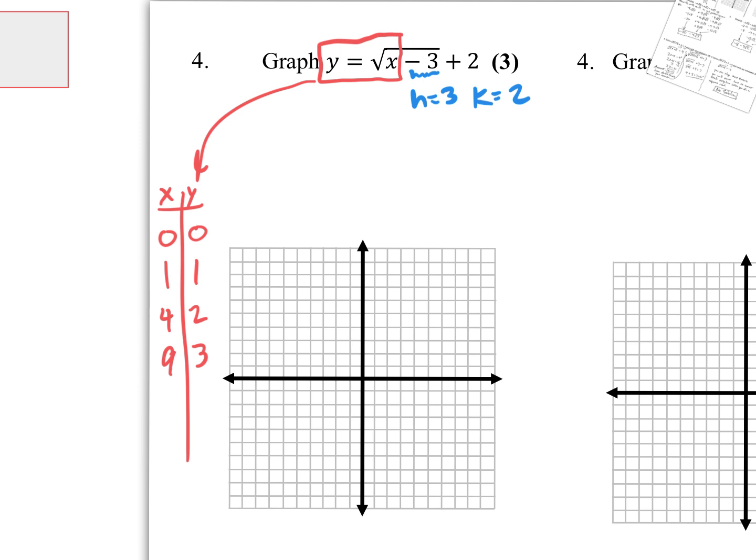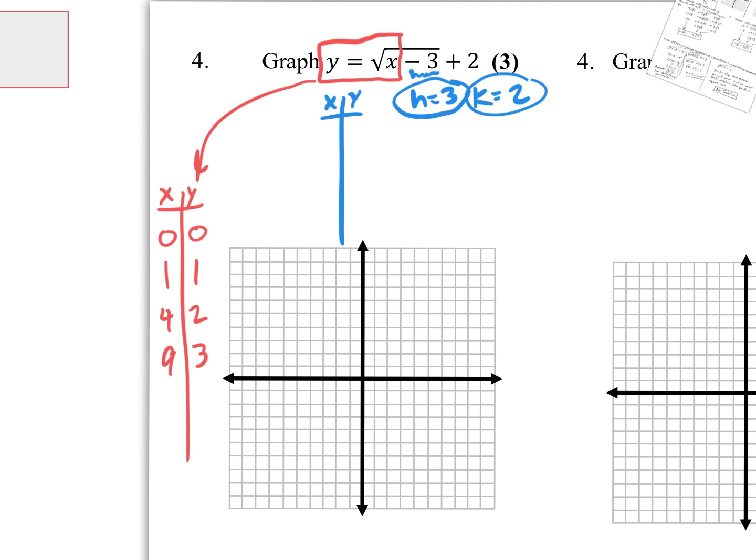Now, what do I mean by actual coordinates? We're going to take the x values and add 3 to them, and we're going to take the y values and add 2 to them. Because after all, the h value is the change on your x-axis. It's the left-right shift, and the k value is your change in your y-axis. It's the up or down shift.